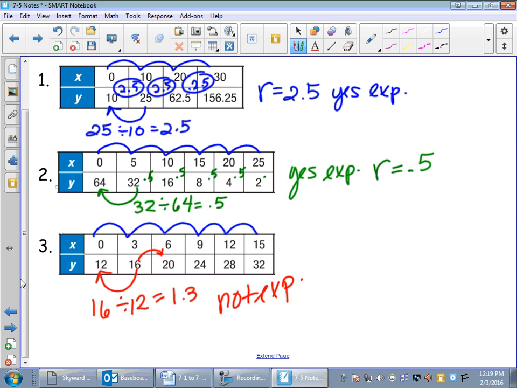If it's not exponential, that's not even an R value. We don't know what that is. We don't care what that is. We're just saying it's not exponential. And actually, if you look, this is probably linear because the numbers are increasing by adding 4. 12 plus 4 is 16. Plus 4 is 20. Plus 4 is 24, 28, 32. So number 3 is not exponential. It's actually linear, but you won't have to decipher that on your homework.